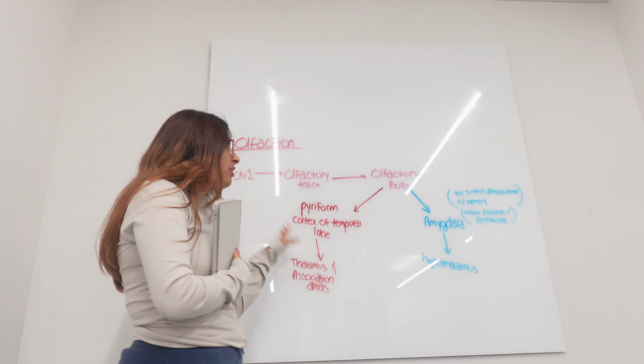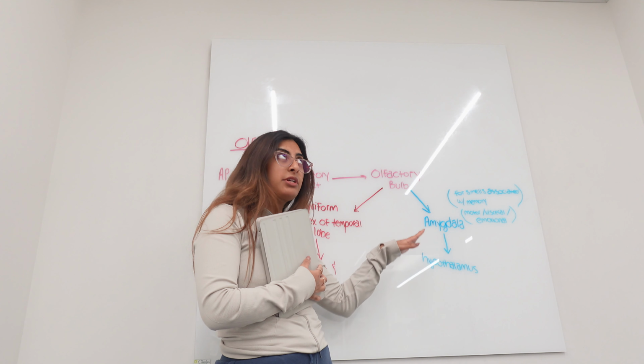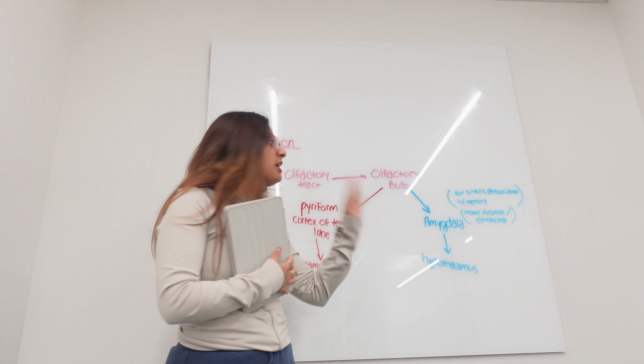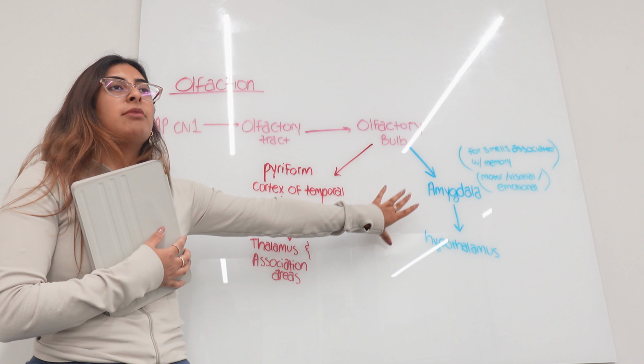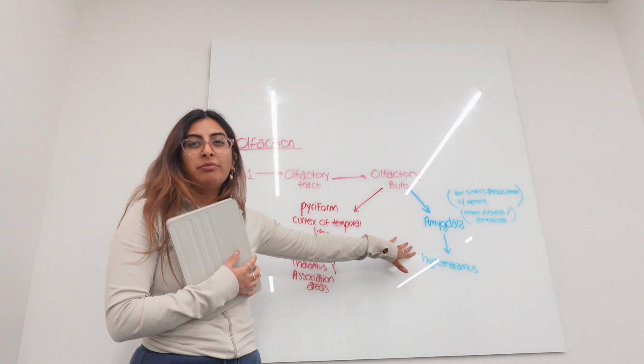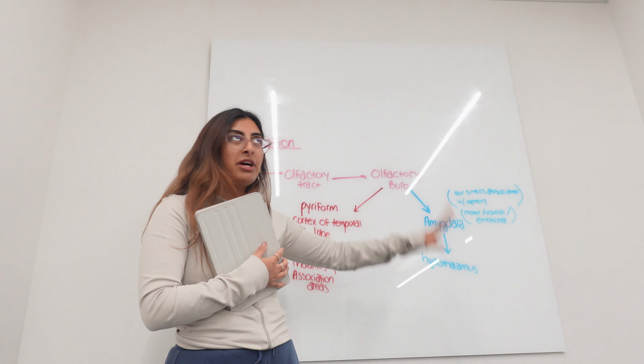It could either do that, or it could go through the amygdala, where your memories and learning are associated, and it goes through the hypothalamus. And this area is mainly with smells that give us emotional memory, so it gives us a longer visceral or emotional response to smells.